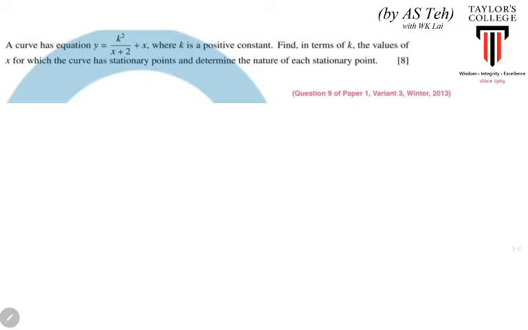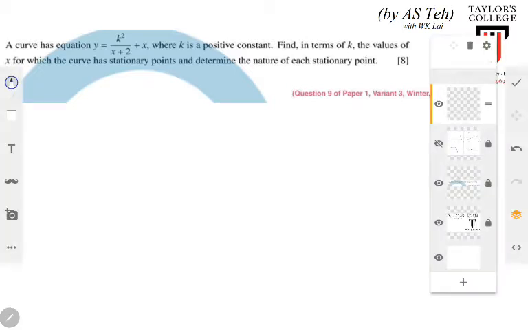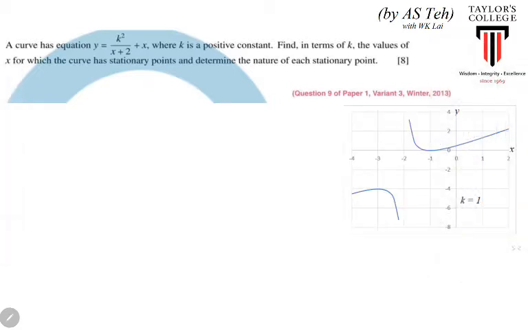In this question, we are required to find the values of x where the curve has stationary points, and also to determine the nature of the stationary points, meaning whether it's a maximum or a minimum. Prior to this question, I've actually drawn a specific curve where k has the value of 1. As you can see in the curve, there are two turning points that you can notice here, which you can attain by doing dy per dx equals 0, meaning at those points the gradient is equal to 0.